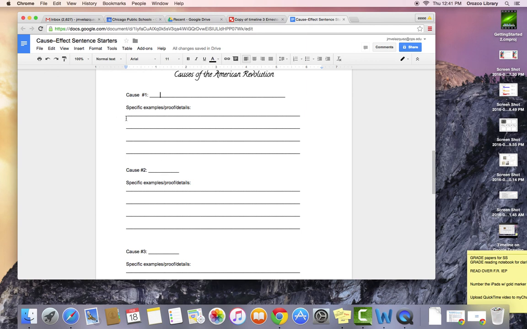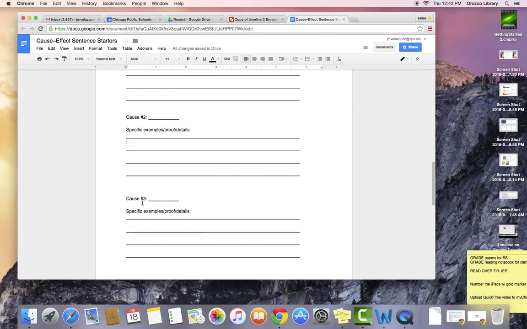Then the following lines, you are to write specific examples, proof, details, in a sense, basically explaining how this event counted towards the effect. And the big effect was the American Revolution. And so here again, you write examples, proof, details, explanation of how this caused the American Revolution. And then lastly, your third event that you consider as a cause for the American Revolution. And so here again, your examples, your proof, your details, your explanation.